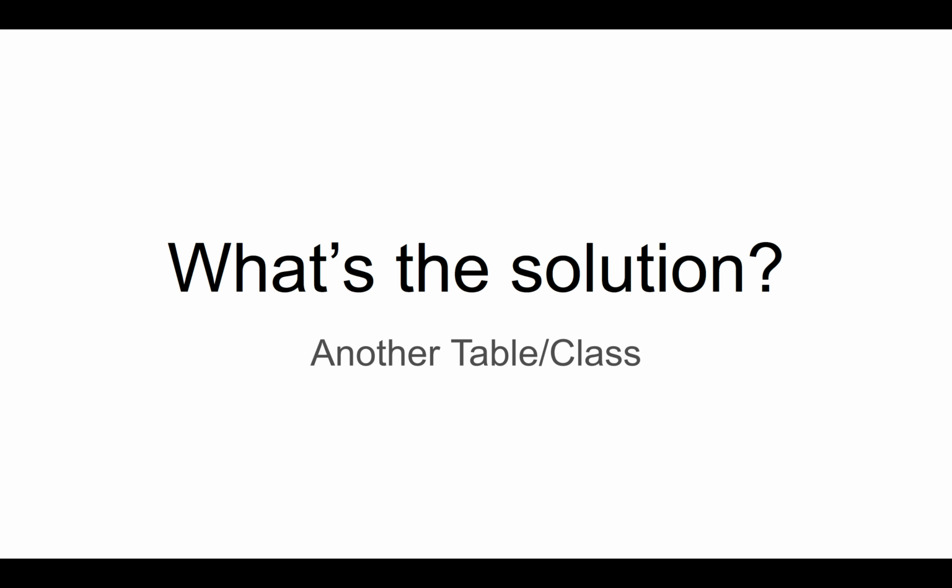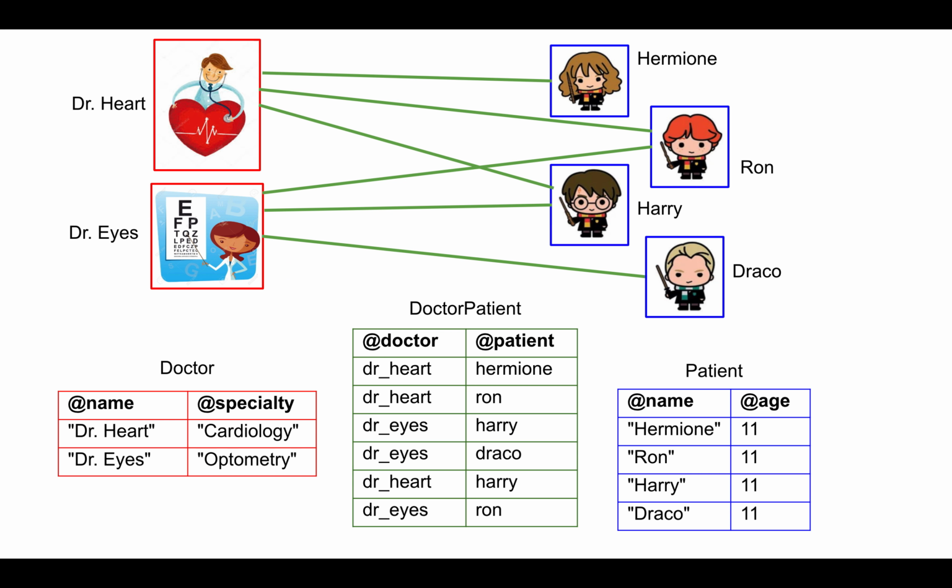The solution is going to be to add another table, or in Ruby world, we're going to add another class. Something that is going to represent the relationship between a doctor and a patient. So, how this translates to database world is now we don't have to store arrays at all. We have the concept of a doctor. A doctor still has a name and a specialty. So Dr. Hart specializes in cardiology. We still have our patient class. Our patient class is still going to have their name, Hermione, and the age of 11.